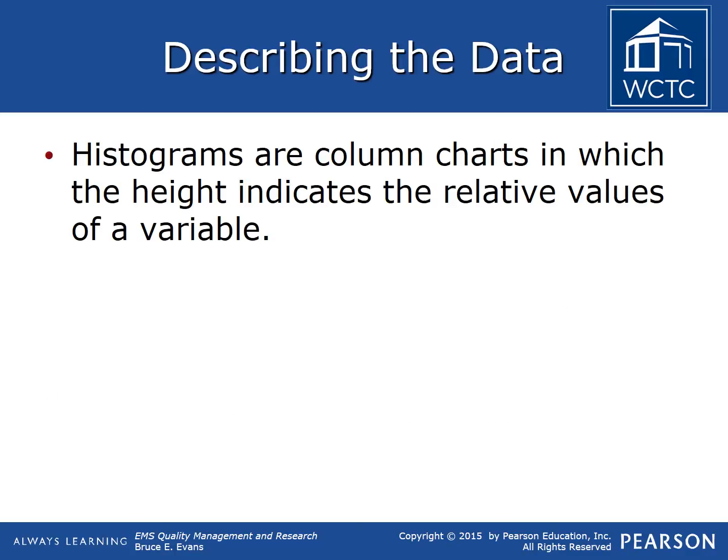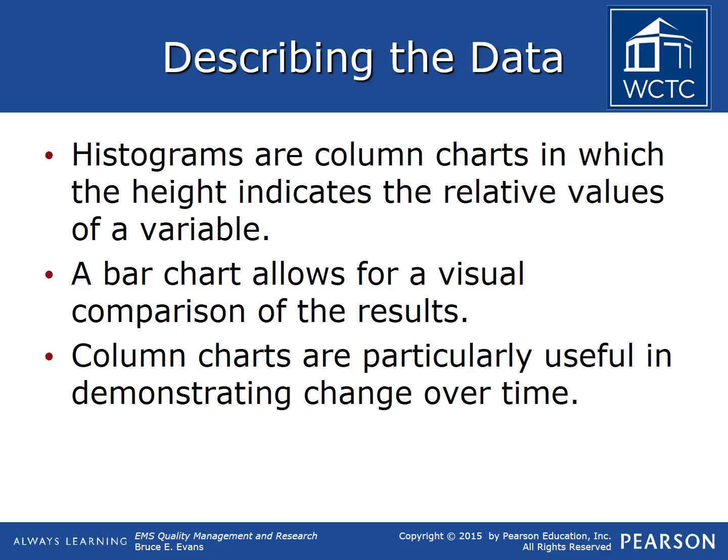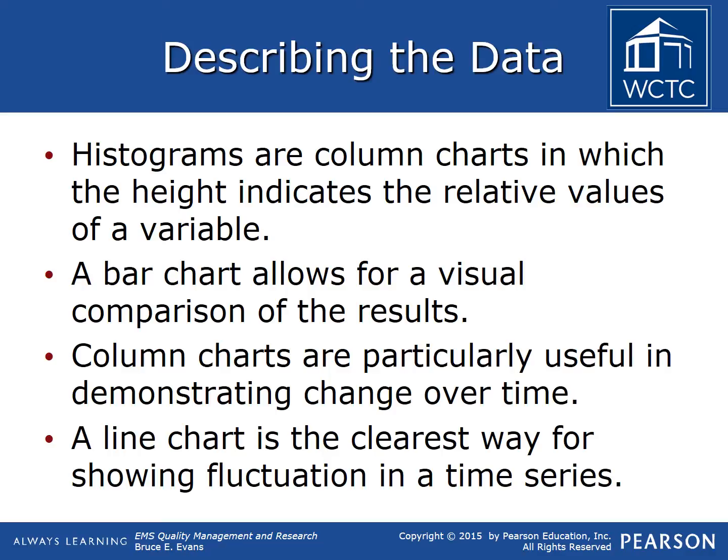Histograms are column charts in which the height of each individual column represents the relative values of a variable. A bar chart allows for a visual comparison of results. Column charts are particularly useful in demonstrating change over time. A line chart is the clearest way for showing fluctuations in a time series.